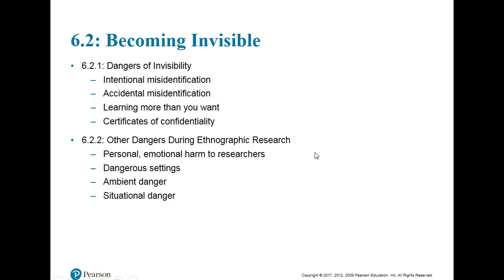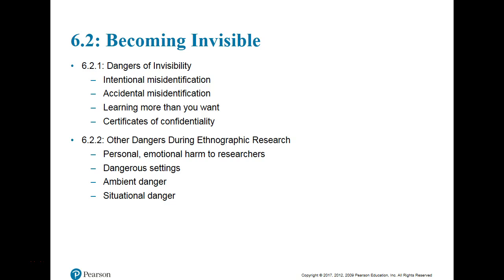There are other dangers that I want to talk about as well during ethnographic research, and one of those is the personal emotional harm to researchers. We talk about this in ethics, where we are obligated under our ethical guidelines to ensure no personal emotional harm to the subjects, but this doesn't always happen of protecting the emotional harm to the researcher. And this again is something that's just not discussed openly.